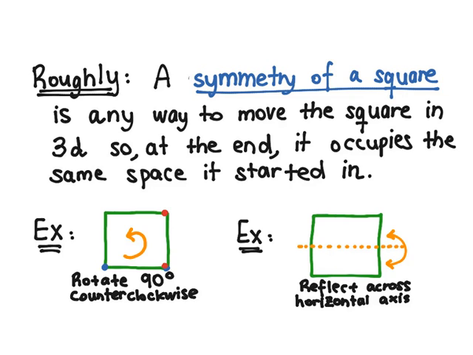Or another symmetry of a square would be to take that square, pick it up and reflect it across the horizontal axis that I've labeled in yellow. So this corner would wind up here, and this corner would wind up here, and so on. Again, that involves picking up the square, moving it around in 3D, but when I put it back down after doing that reflection, it sits in exactly the same place that it started in.